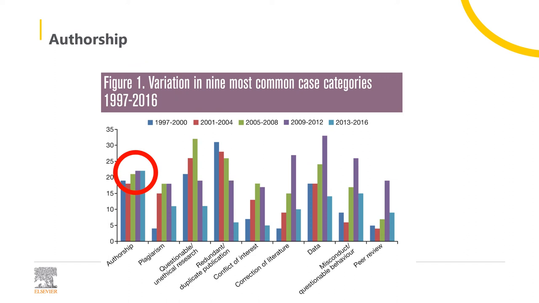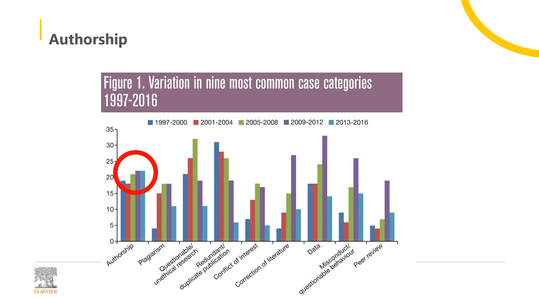Next, the difficult issue of authorship. First of all, here's a set of figures over roughly a 10-year period from COPE about the 9 most common case categories of research misconduct, and I've circled authorship, which is first in the list. Authorship constitutes about 20 to 25% of the cases that go. The interesting thing is that it's almost constant. Other aspects of misconduct vary, but authorship is always with us. Authorship problems seem always to be with us.